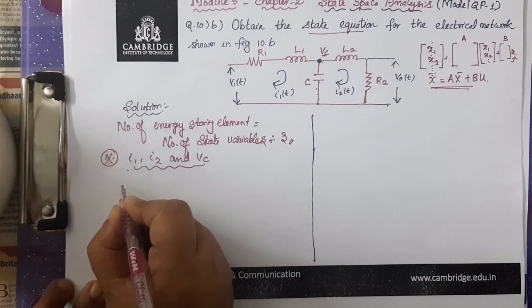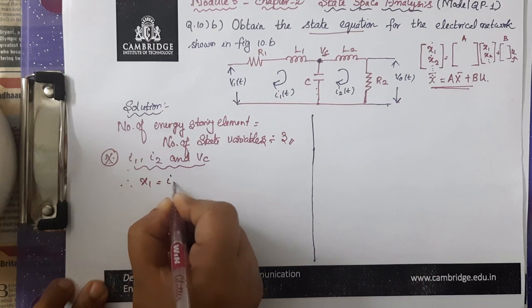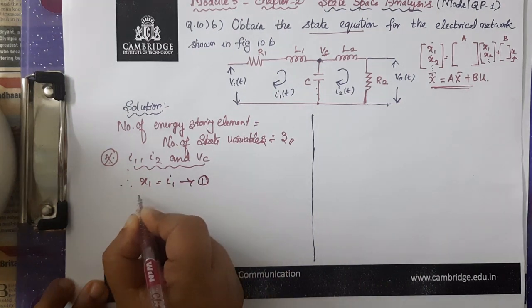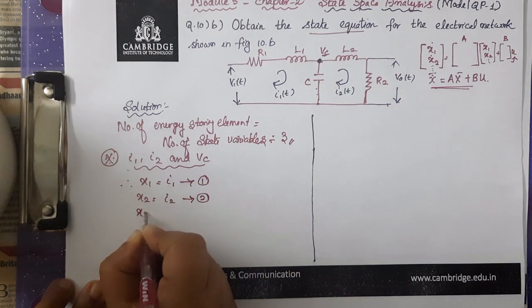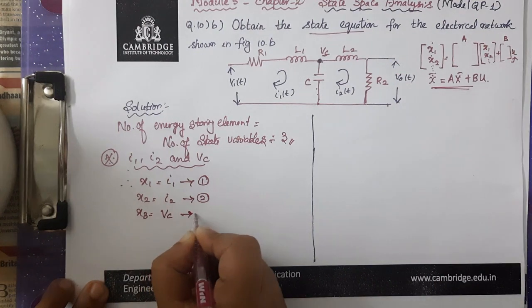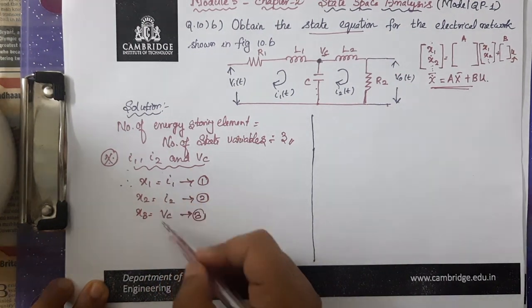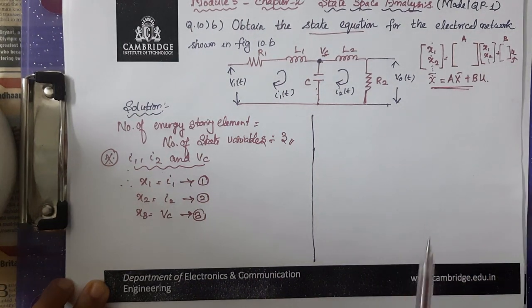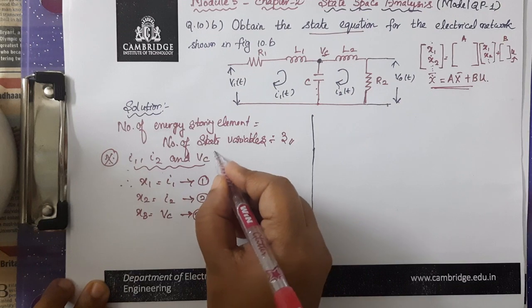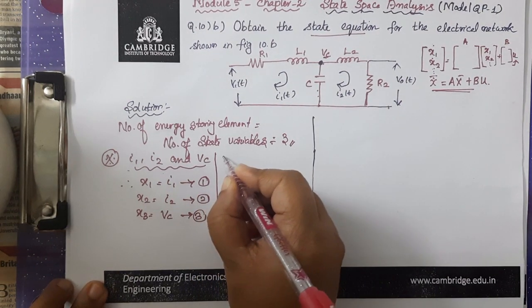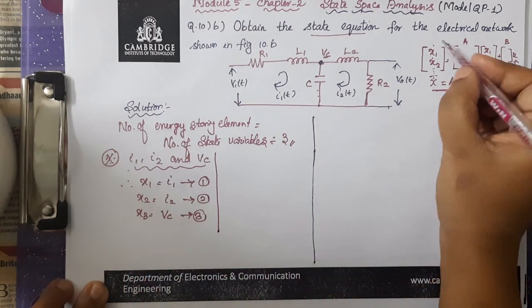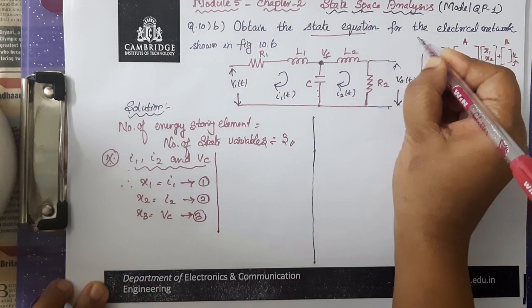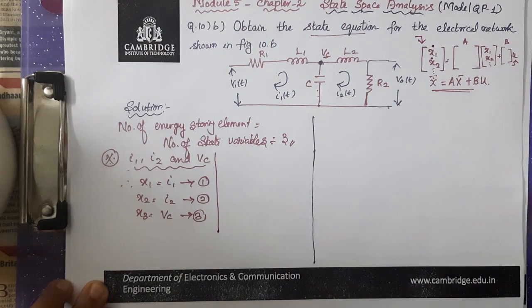So I can write it as x1 is equal to I1, equation number 1, x2 is equal to I2, equation number 2, x3 is equal to VC, equation number 3. Just I have represented the state variables in terms of x1, x2, x3, the general representation of a state variable. Now let us differentiate equation number 1, 2 and 3. If I differentiate x1, that is dx1 by dt, that becomes the first derivative of the state variable, that is nothing but x1 dot and x2 dot. That is what is required for representing the state equation.